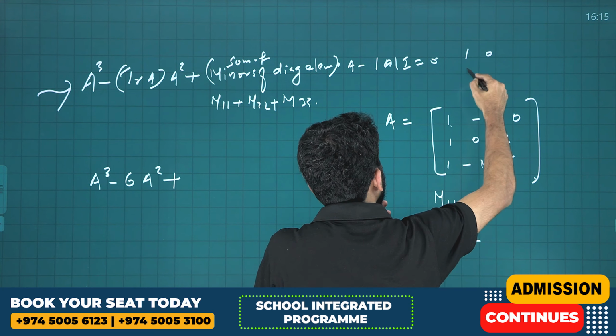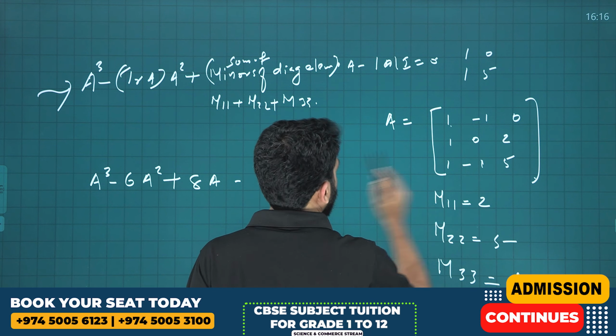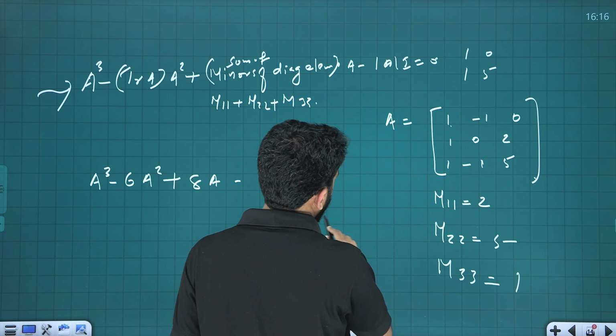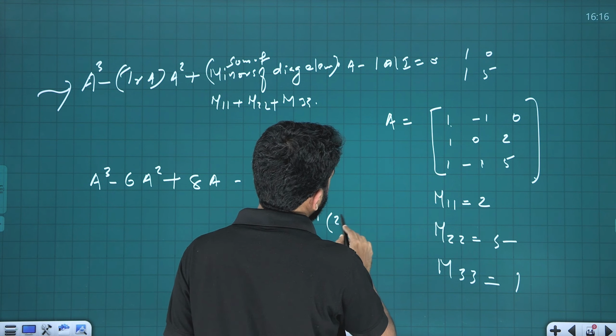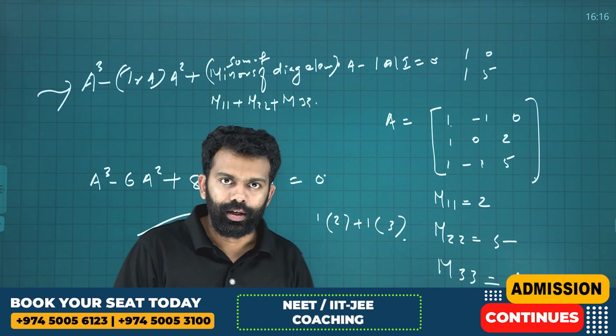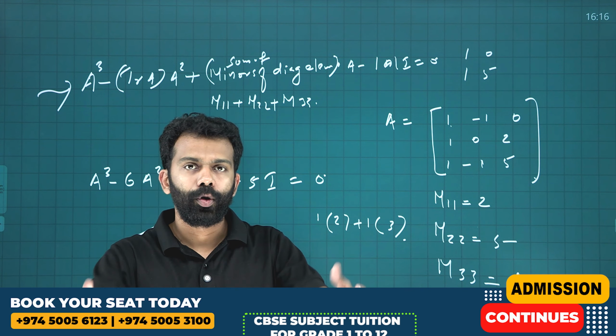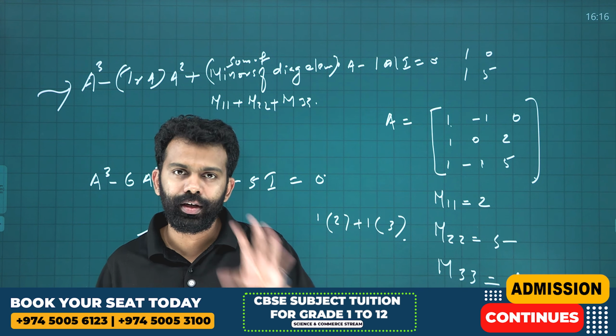That is plus 8 into A minus, what will be determinant of A? You know how to find determinant of A, right? Just apply that here. That is 1 into 2 plus 1 into 5 minus 2, that is 3. I think the determinant is 5. That is 5 into I is equal to null matrix. And if you find A cube and A square from this matrix and substitute here, you will get a null matrix. We are using this technique for solving an enormous amount of problems in a very simple manner. Okay, let's start.